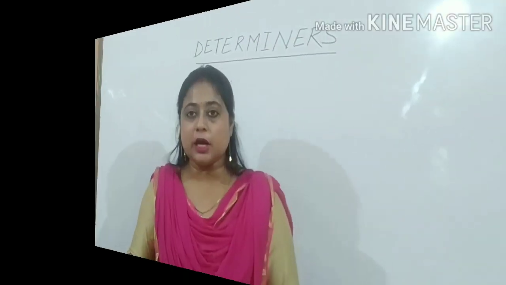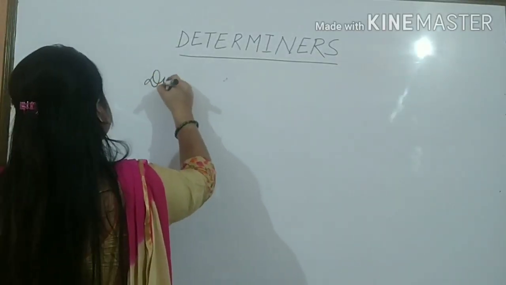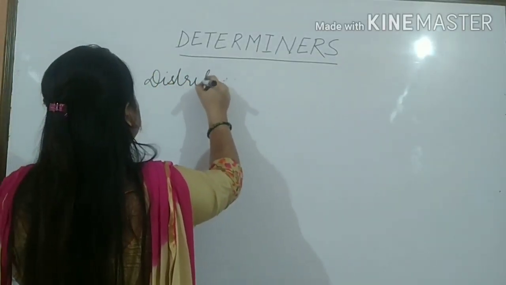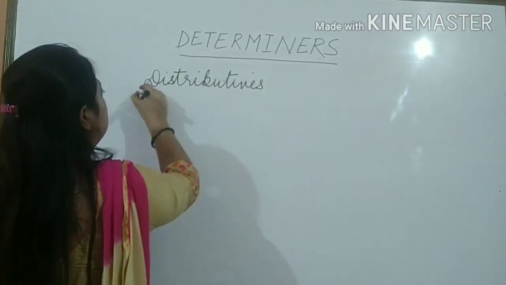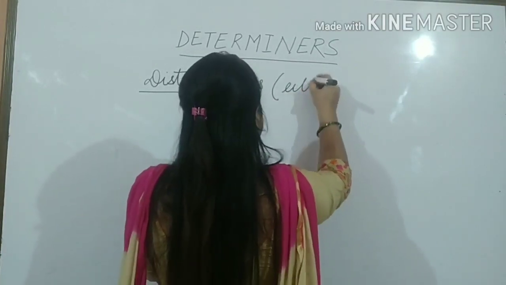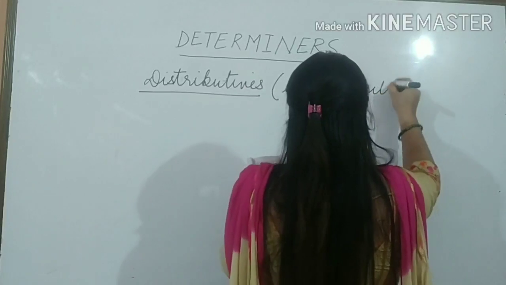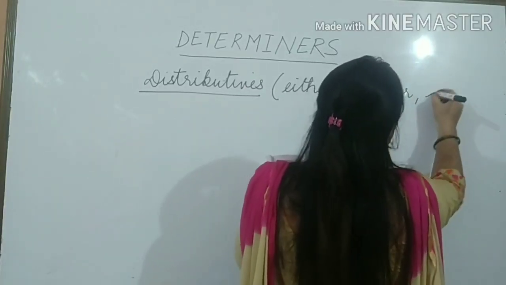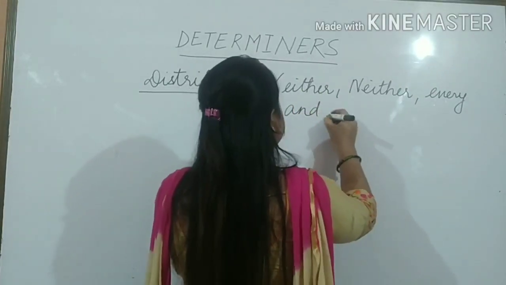The next type of determiner is distributives. And what are the words which fall under it? Either, neither, every, and each.